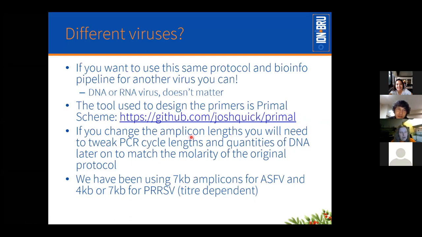If you change the amplicon lengths, which is something we have done, you'll need to tweak the PCR cycle lengths to make sure that it's got time to amplify the entire amplicon. So we've been doing 7 kilobase amplicons for African swine fever virus. It's a nice stable DNA virus. And 4 kb or 7 kb amplicons for PRRS, depending on the titer.